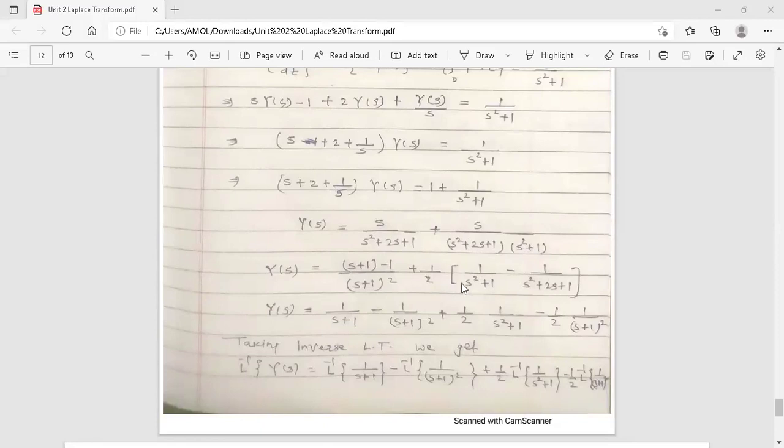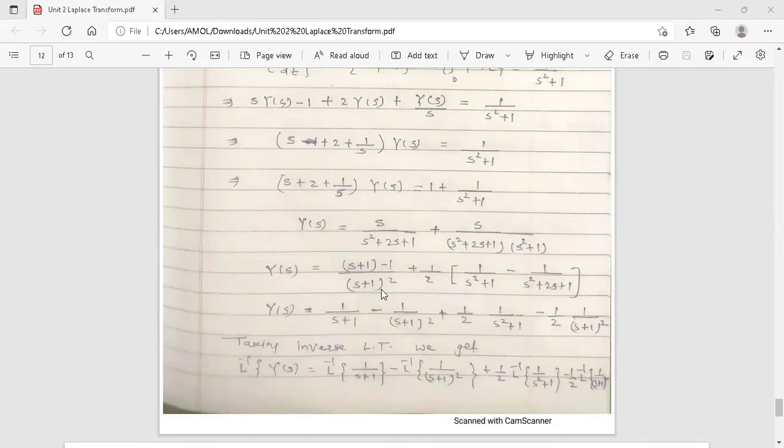1 upon s square plus 1 minus 1 upon s square plus 2s plus 1. After cross multiplication, you simplify, you will get the same term here. Okay. Now, y of s is equal to, next step, the first term, s plus 1 minus 1 upon s plus 1 whole square. The s is displaced in the form of s plus 1.